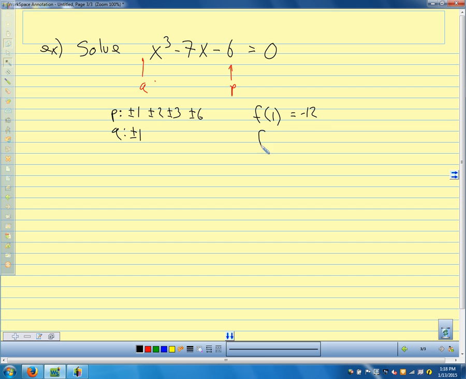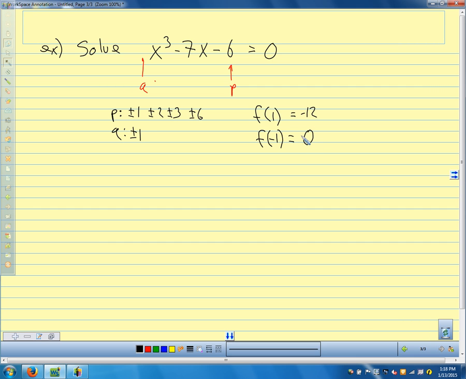Let's try negative 1. Negative 1 is really easy to test. All I do is change the signs on the odd exponents. So I get negative 1 plus 7, which is 6, minus 6, which is 0. Yes? Are you just plugging it in? Yeah, I'm just plugging it in. Positive 1 and negative 1 are really easy just to plug in. So there's one of our zeros.